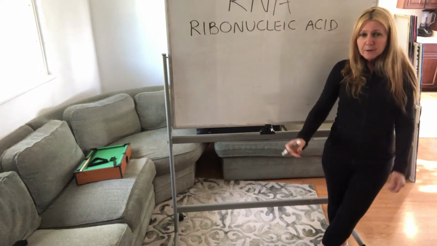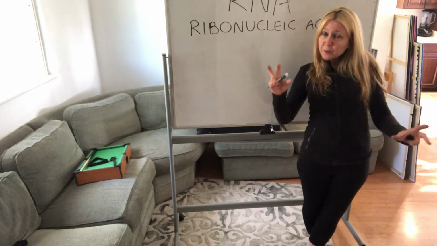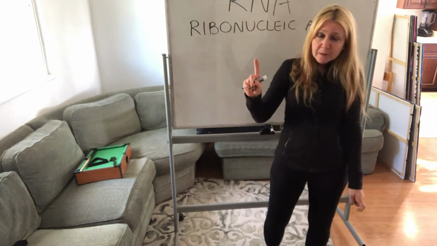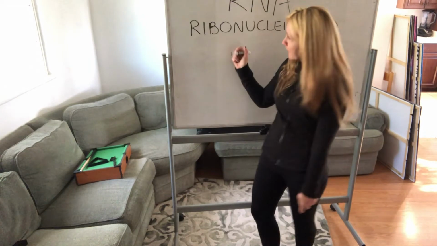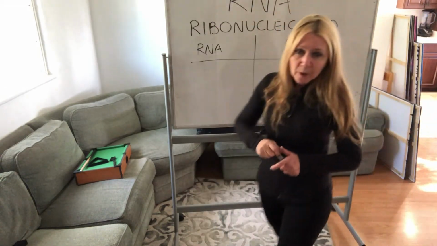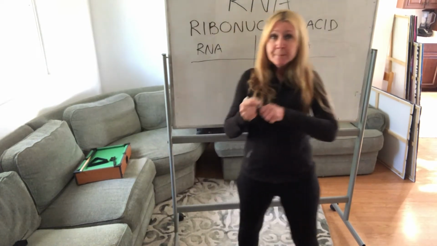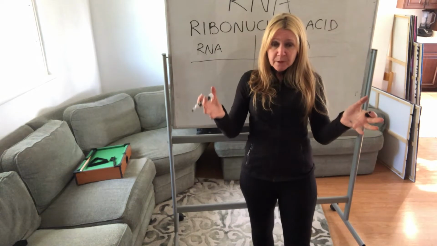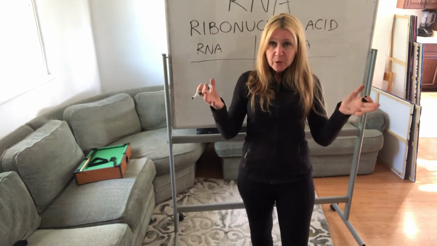Ribonucleic acid. There are a few things that are different between RNA and DNA. So I want to mention a few differences between them. RNA is ribonucleic acid. In other words, it has the sugar called ribose.